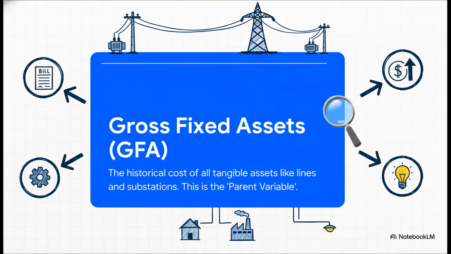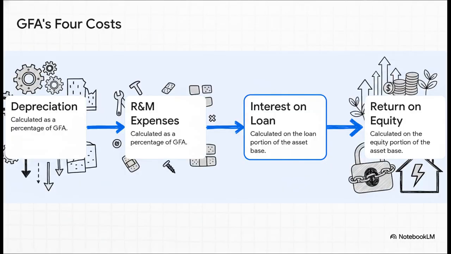And this introduces a super important concept: gross fixed assets, or GFA. This is basically the total price tag of all the physical gear the utility owns, based on what it cost when it was built. Now, why is this number so important? Because GFA is what we call a parent variable. Its value is used to calculate 4 other major costs that eventually land on your bill. So how does that work? How can one number create 4 different costs?